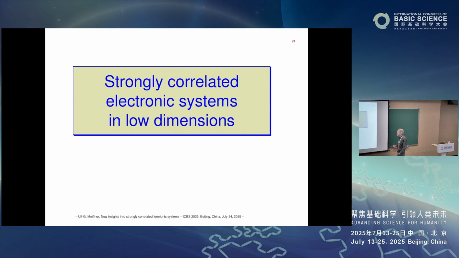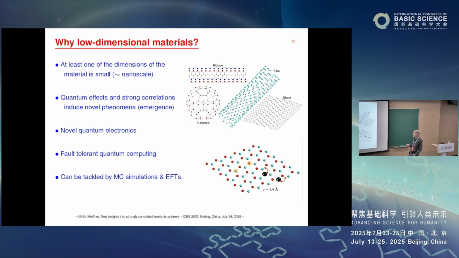Now I completely change gear and come to strongly correlated electronic systems in low dimensions, but you will see we can use the same kinds of methods to get some new insight into these. So it's more interesting for the condensed matter people. So why low-dimensional materials, like I showed already, these graphene sheets, tubes, ribbons, or fullerenes? So their quantum effects and strong correlations induce novel phenomena, often called emergent phenomena in the literature. So for example, you can use this for novel quantum electronics or fault-tolerant quantum computing.